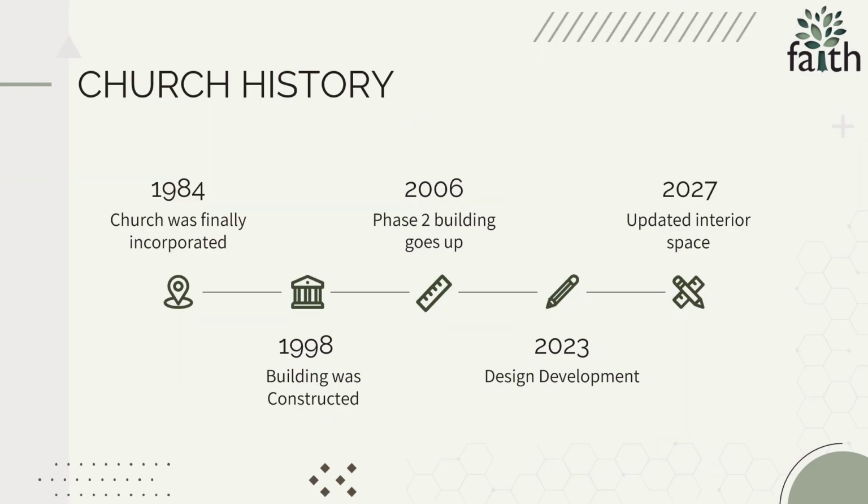A little bit about the church history. The church was finally incorporated in 1984. This was when the congregation was meeting in homes, public buildings, libraries, other spaces like that. In 1998, the building was finally constructed where it is today. Then in 2006, they built phase 2, which consists of more classrooms, other youth spaces, and stuff like that. Finally, today I am working on their design development that will hopefully be implemented by 2027, and they are looking to implement this in the next year.